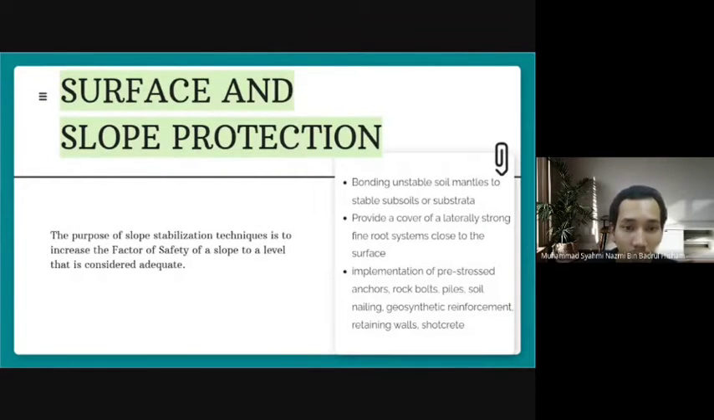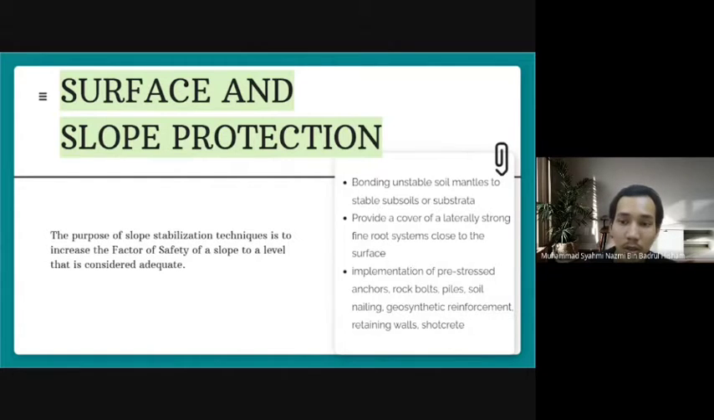Okay, these are the steps for the slope protection and surface protection. The purpose of slope stabilization technique is to increase the factor of safety of a slope to a level that is considered adequate. Okay, these are a few steps of slope protection.